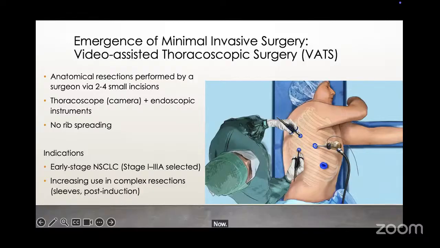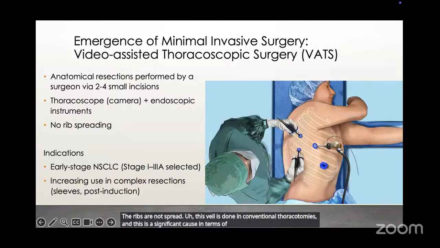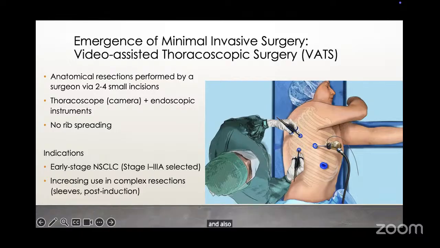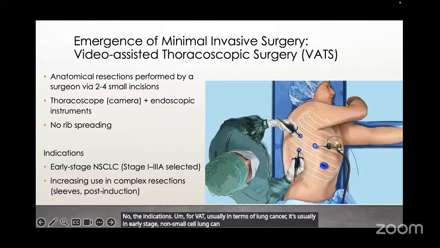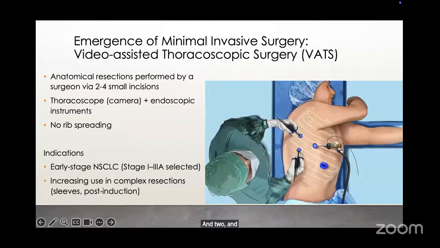Now, the benefit is that during the VATS procedure, the ribs are not spread. This is done in conventional thoracotomies, and this is a significant cause of patients' postoperative pain and also of reduction in their postoperative FEV1. The indications for VATS, in terms of lung cancer, are usually early stage non-small cell lung cancer, from stage 1 and 2, and selected stage 3A cases. It's also been increasing in the use of complex resections such as sleeve and post-induction surgeries, which we will go into later on.